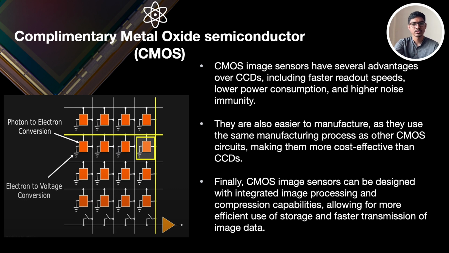However, they also have some limitations such as lower image quality, higher noise, and lower dynamic range. Despite these limitations, CMOS sensors are widely used in digital cameras, smartphones, and other electronic devices due to their low cost and high energy performance.